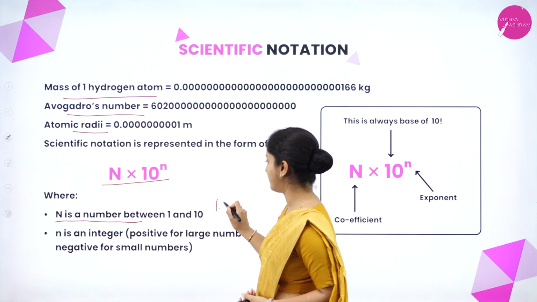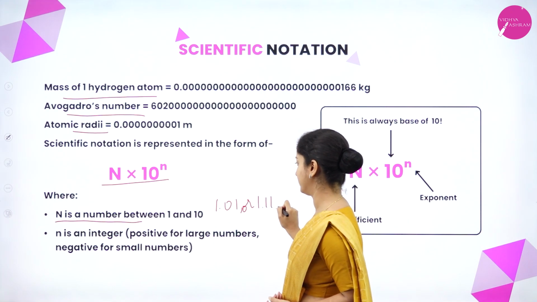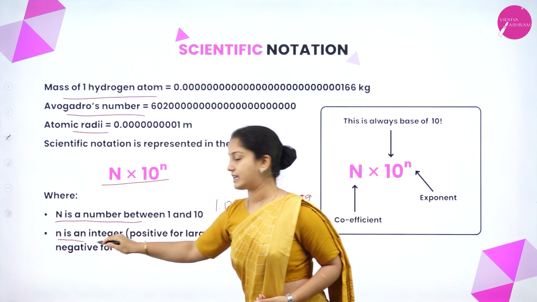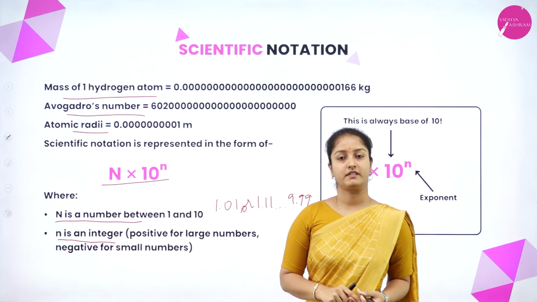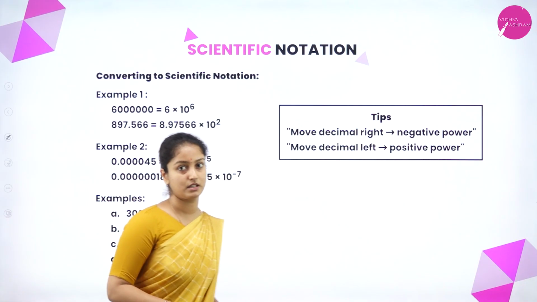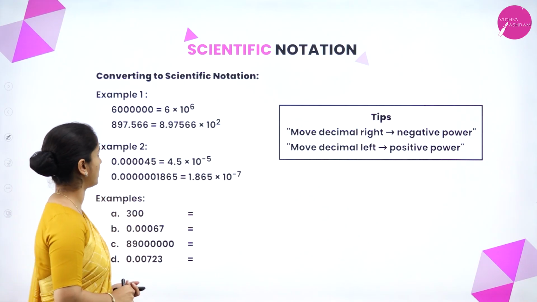It can be 1.01 or 1.11 up to 9.99. This n is an integer, both positive and negative. Alright. Now, how to represent the scientific notation using an example? Let us try that out.